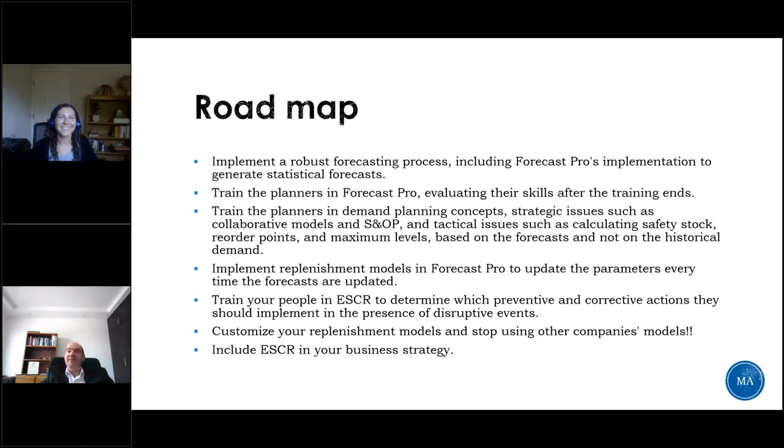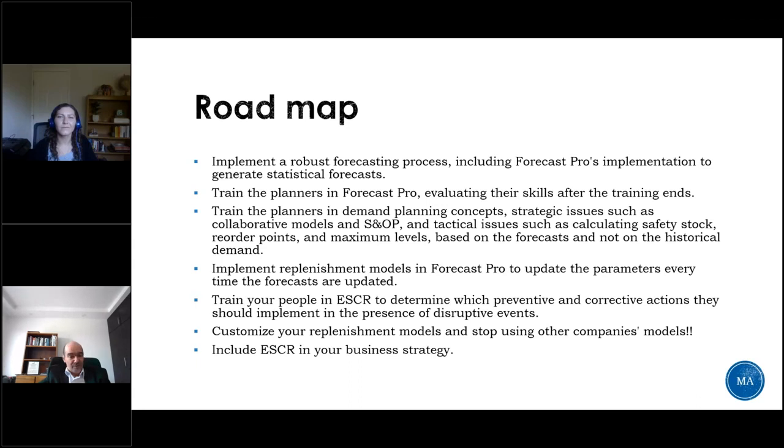Train the planners in demand planning concepts, strategic issues such as collaborative models and sales and operation planning, and some tactical issues such as how to calculate a safety stock, what is a reorder point, how can you calculate an order-up-to level, and things like that. Then implement replenishment models in ForecastPro. So ForecastPro can update parameters every time a forecast is generated or updated.